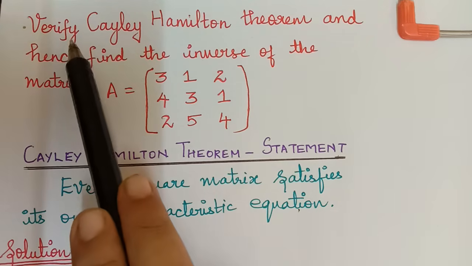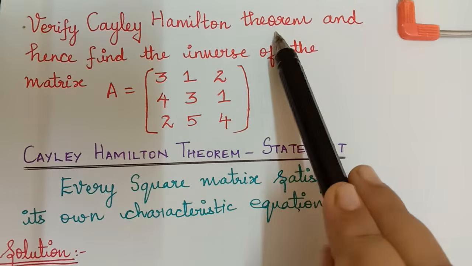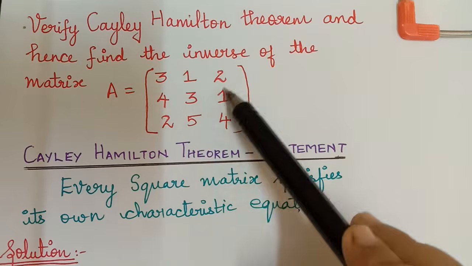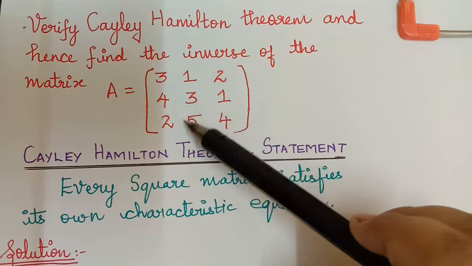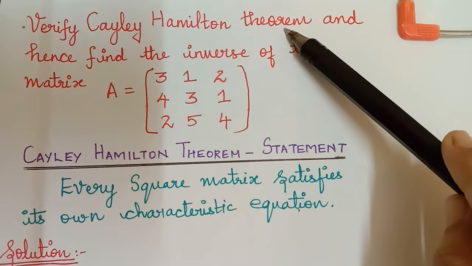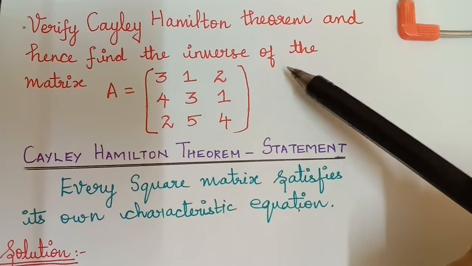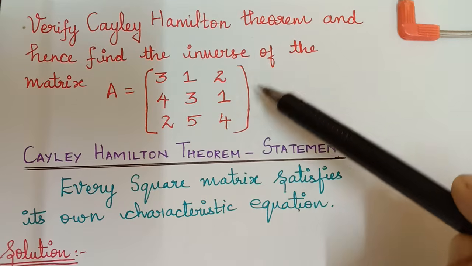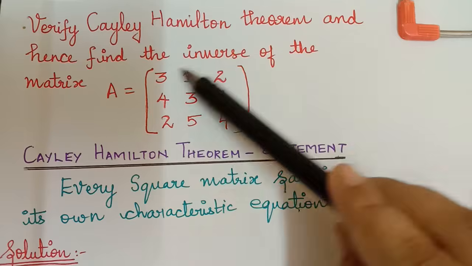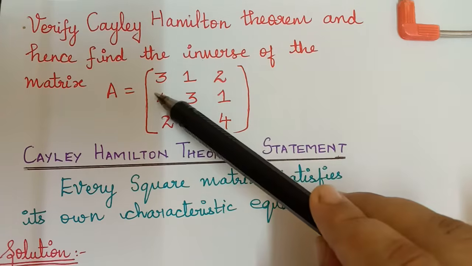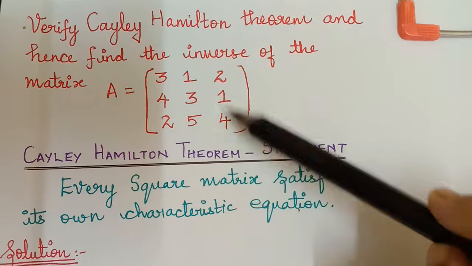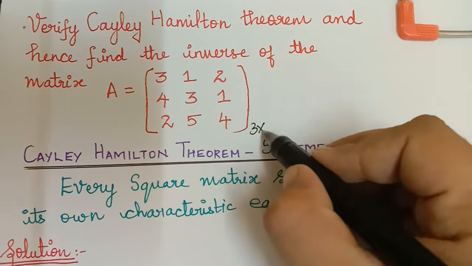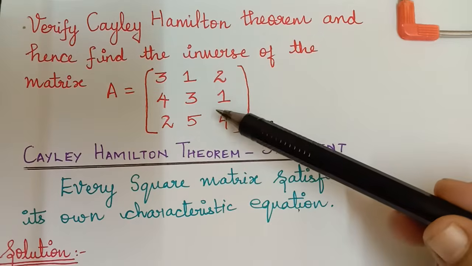So here the question is: verify Cayley-Hamilton theorem and hence find the inverse of the matrix A. A matrix A is given and they have asked us to verify the Cayley-Hamilton theorem and hence to find the inverse of the matrix. Now in order to verify the Cayley-Hamilton theorem, first we have to check whether the given matrix is a square matrix. Here the number of rows is 3 and the number of columns is also 3. So it is a 3 cross 3 matrix. So A is a square matrix.